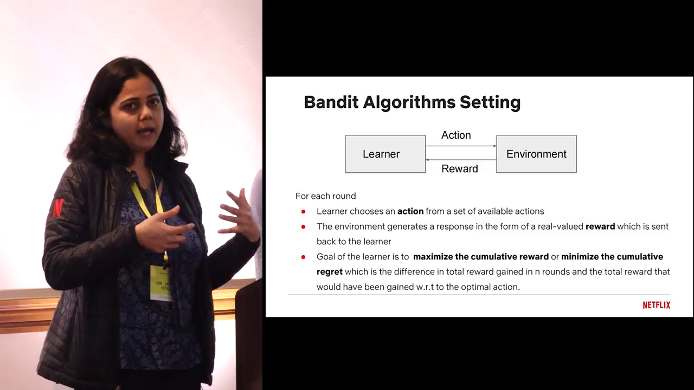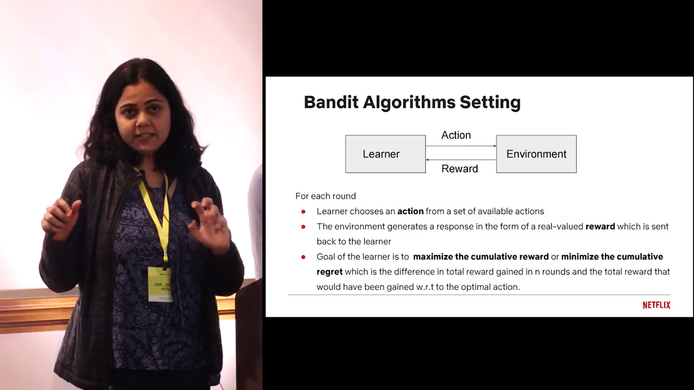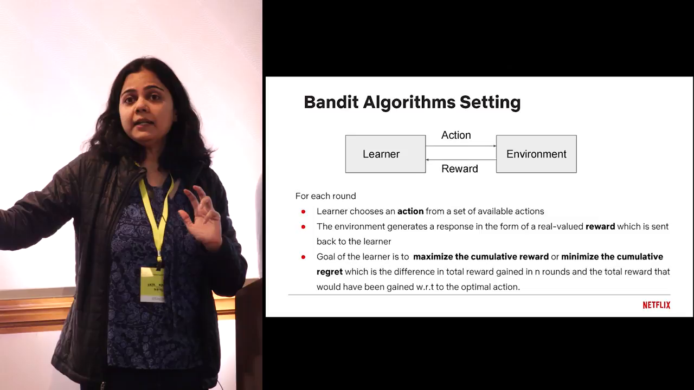The goal of the learner is to maximize the cumulative reward, or in terms of the bandit literature, minimize the cumulative regret. So the regret is the difference in the reward when the action was selected by the learner versus the optimal action that could have been selected by the learner in hindsight.